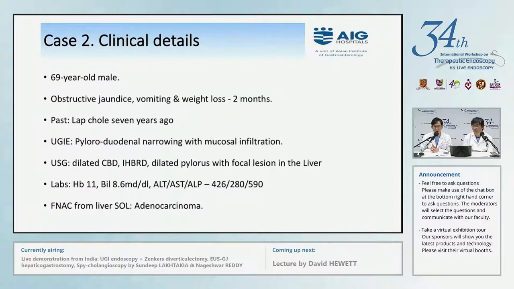Second case is a case of a 69-year-old male with obstructive jaundice, vomiting and weight loss for the last 2 months. In the past, he had undergone laparoscopic cholecystectomy 7 years ago. Upper GI endoscopy was done, which showed a pyloroduodenal narrowing with mucosal infiltration. Ultrasound showed a dilated CBD, IHBRD, dilated pylorus with focal lesions in the liver, and FNAC from the liver SOL showed adenocarcinoma. Bilirubin was 8.6, ALT and AST were elevated, and alkaline phosphatase was more than 500.